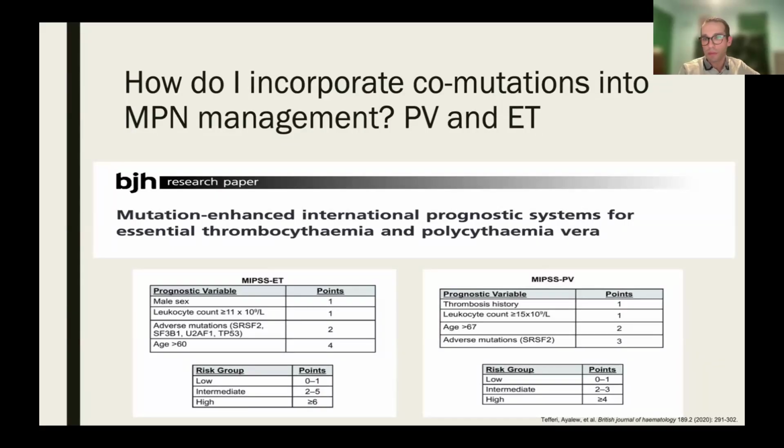And I think when I see someone with ET, I calculate their IPSS score, I calculate their MIPS ET score, I calculate other scores I don't even discuss here, like the ARTS, the VETS, the AAA score. And you have to use every tool in your arsenal to give someone a comprehensive risk assessment. But I think just by themselves, we're not quite sure how to incorporate co-mutations into MPN management in 2026.